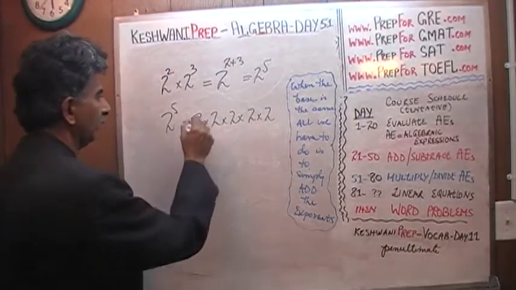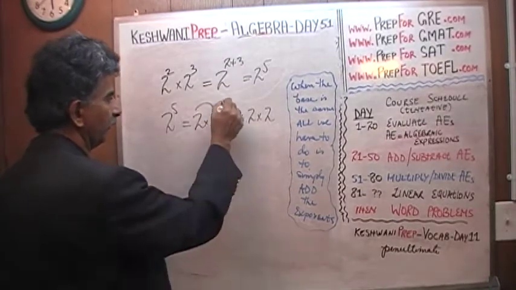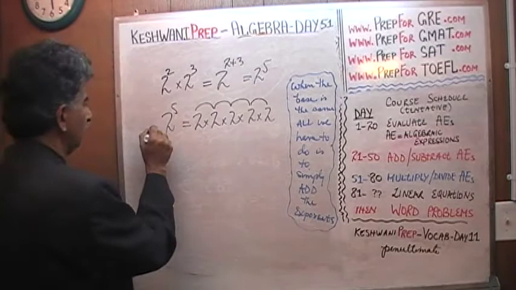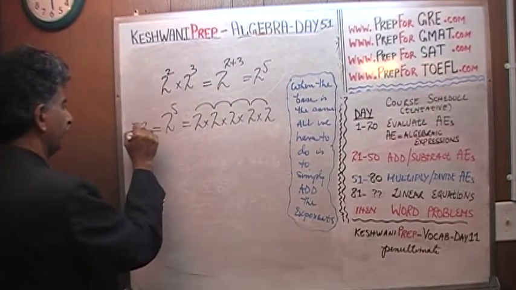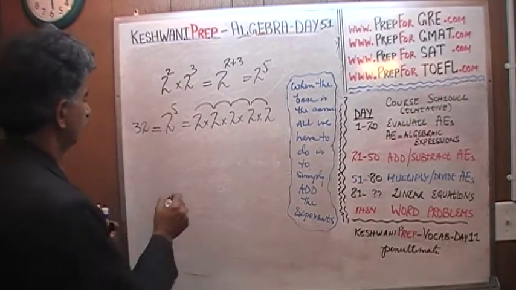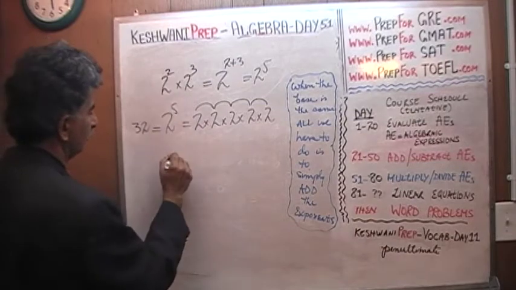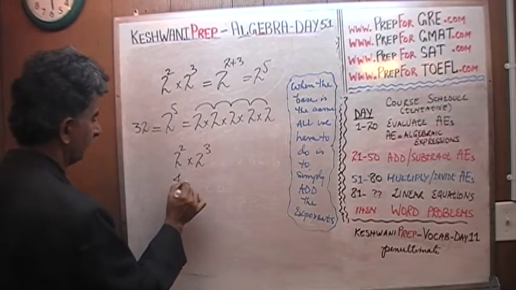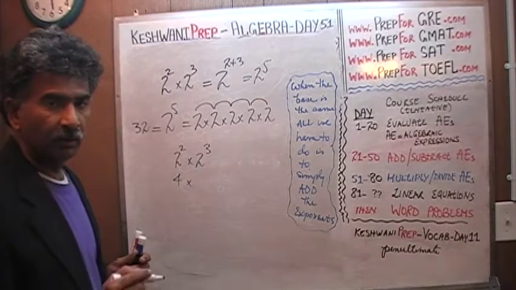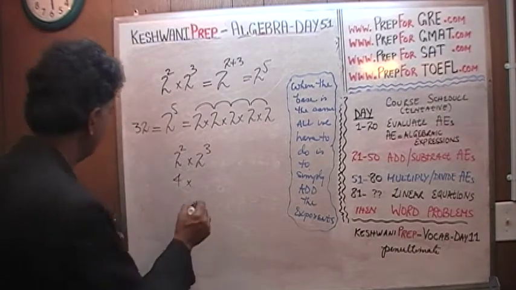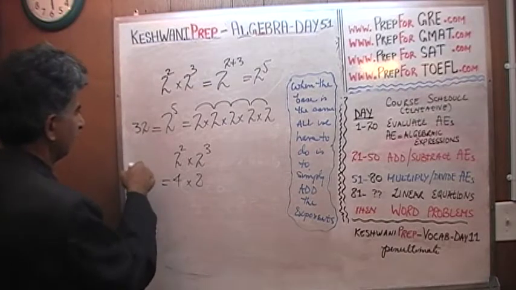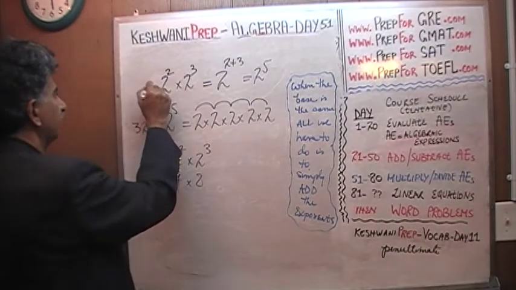Let's see what we get. 2 times 2 is 4, 4 times 2 is 8, 8 times 2 is 16, 16 times 2 is 32. So 2 raised to the 5th is 32. Let's see what this gives us actually. Here we had 2 squared times 2 to the third. 2 squared is 4, and 2 to the third is 2 times 2 is 4, 4 times 2 is 8. 8 times 4 is 32. Voila, you see we get the same answer. This is 32.